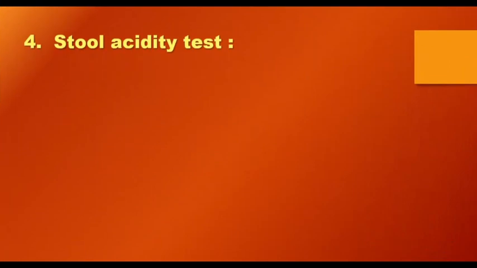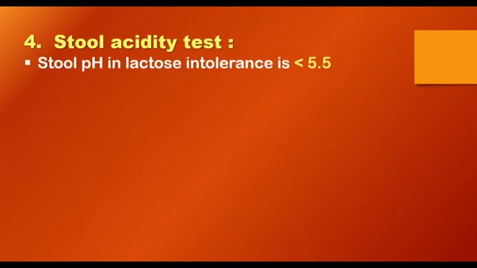The other test we can do, and actually we usually do it, is the stool acidity test. It is a screening test, and it is used for infants and young children. And here we test the pH of the stool, and the stool pH in lactose intolerance will be acidic, less than 5.5, and the reason for this low pH is the carbohydrate malabsorption, as a result of formation of volatile fatty acids.